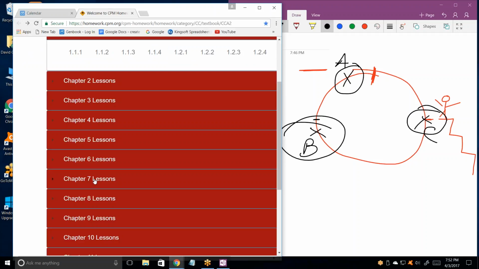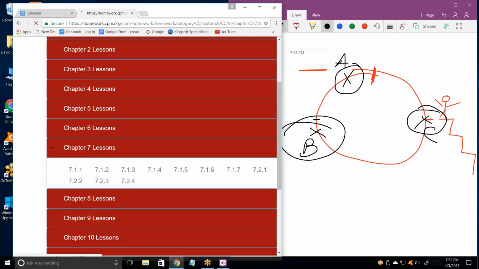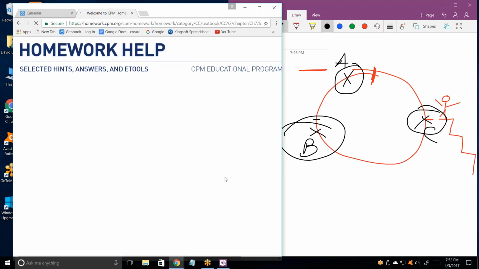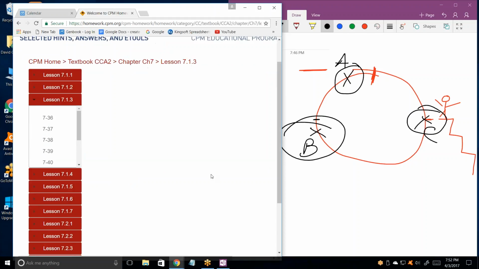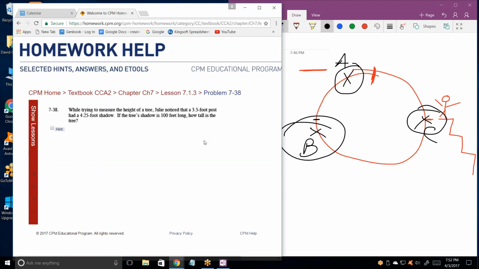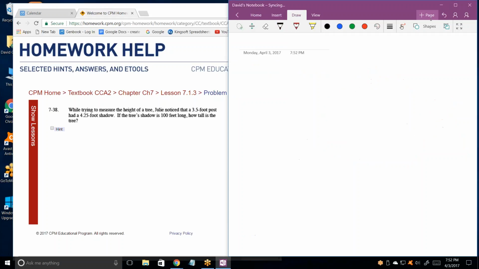737. See, most of these problems are tricky. There's the tree. Okay? I'm going to let the height of that tree be h.